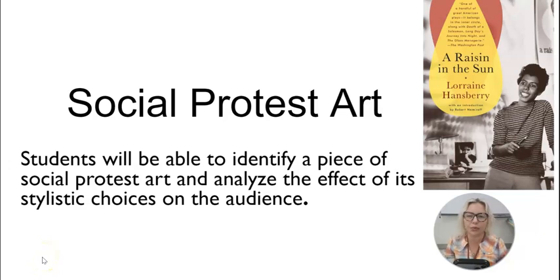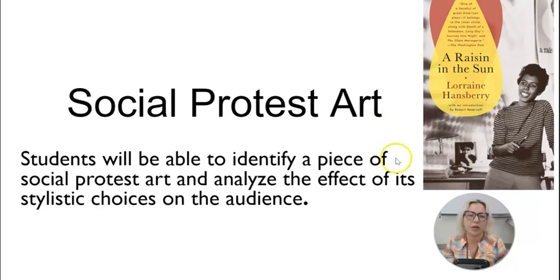Hey, it's 1.1, the first video for our unit on A Raisin in the Sun. And this video is all about social protest art. Our learning objective is students will be able to identify a piece of social protest art and analyze the effect of its stylistic choices on the audience.